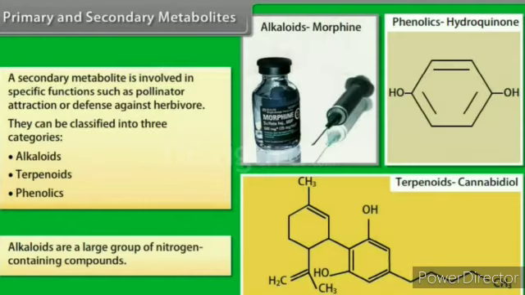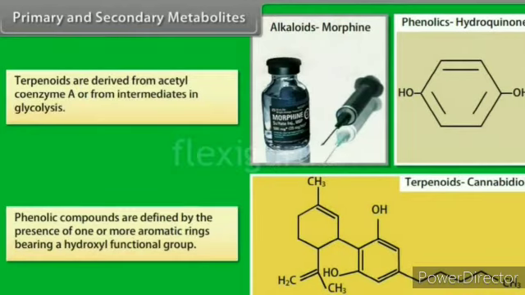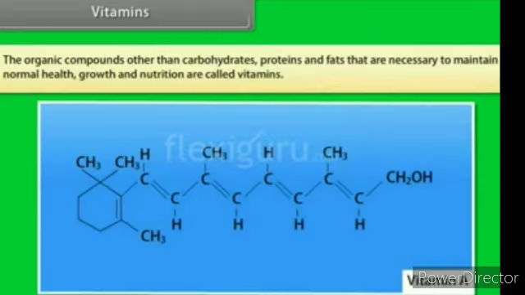Alkaloids are a large group of nitrogen containing compounds. Terpenoids are derived from acetyl coenzyme A or from intermediates in glycolysis. Phenolic compounds are defined by the presence of one or more aromatic rings bearing a hydroxyl functional group. The organic compounds other than carbohydrates, proteins and fats that are necessary to maintain normal health, growth and nutrition are called vitamins.